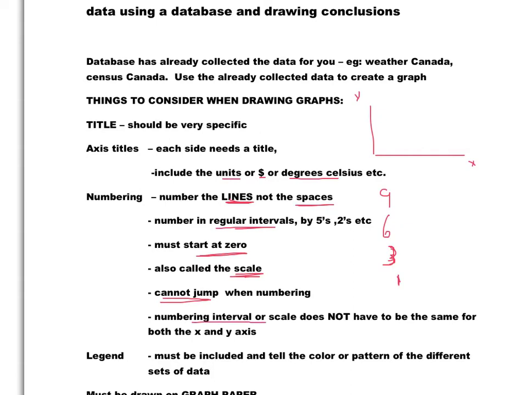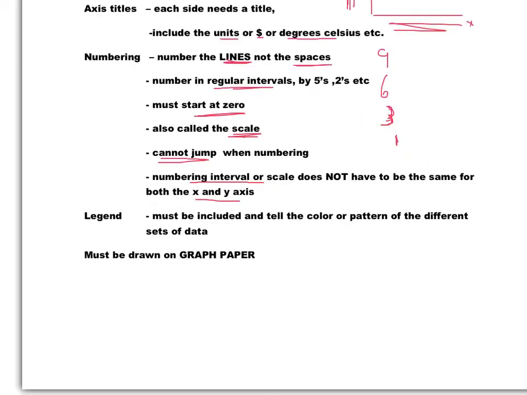Realize that the numbering intervals or scale does not have to be the same for both x and y. So this numbering can be different than this numbering. Maybe this one goes by 1s, this one goes by 2s. That's fine. Lastly, or almost lastly, a legend may be necessary. It must be included to tell the color or the pattern of different sets of data, especially if doing a double bar graph or a double line, broken line graph.